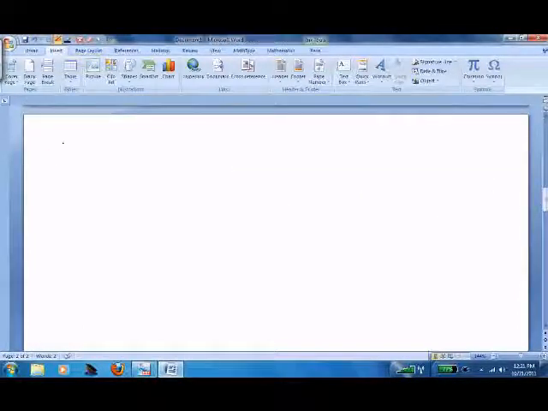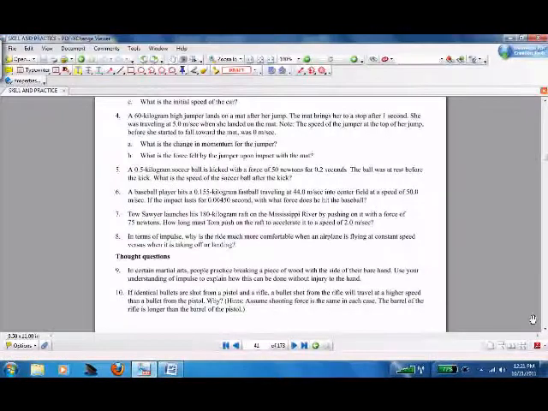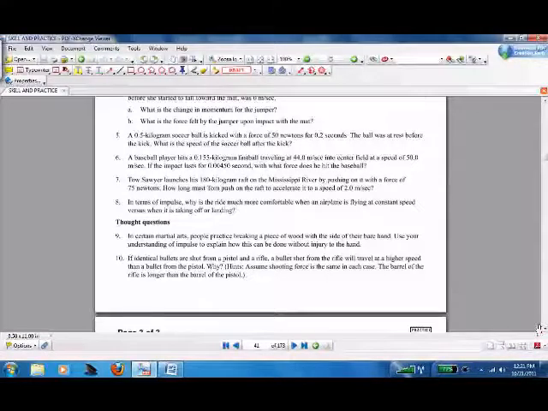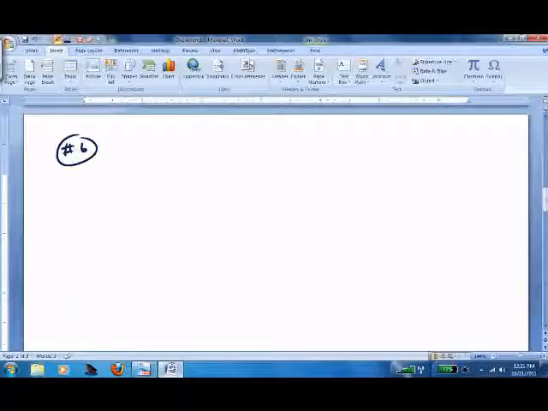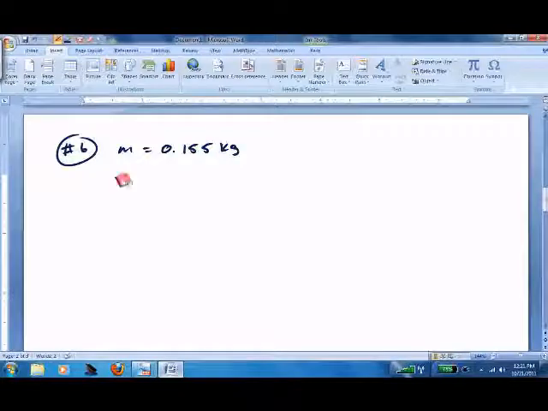Number 6. A baseball player hits a 0.155 kilogram fastball. You know what? I don't trust myself, so let's start writing these down. 0.155 kilogram. Traveling at 44 meters per second. v equals 44 meters per second.